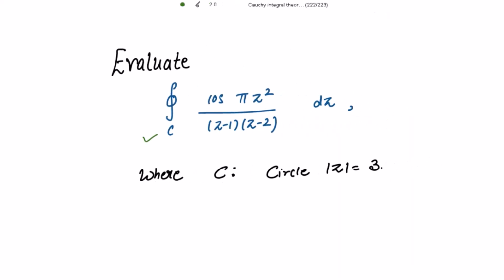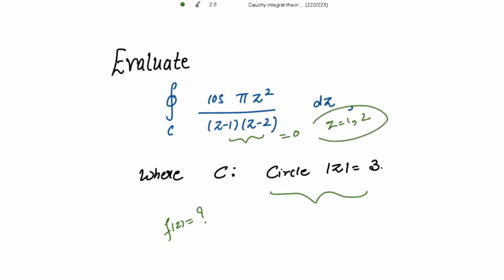Evaluate this line integral over the circle C, that is |z| = 3. For this we need to find first f(z) to apply Cauchy's integral formula, right? When putting these denominators equal to 0, we get z = 1 and 2. We get two points, 1 and 2. Check whether these points lie inside this circle or not.